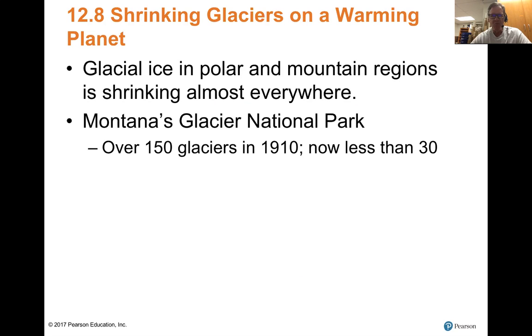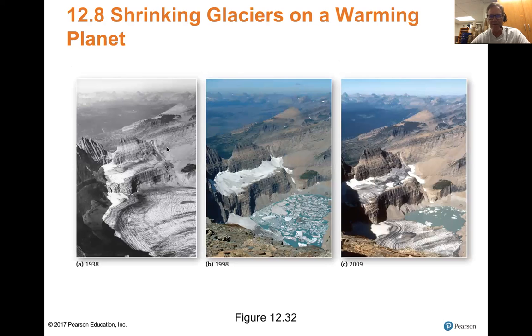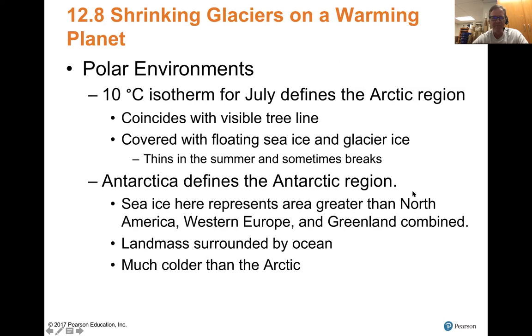Okay, so because of the atmosphere warming up, glacier ice in the polar and mountain regions is shrinking all across the globe. And this is a good example. Here we are in 1938, and then you go over here to 1998, 60 years later, and then just another 10 years later, you can see how much further down it's diminished. So it took almost 60 years to go from here to here, but this was much quicker. And again, this is occurring all over the surface of the Earth.